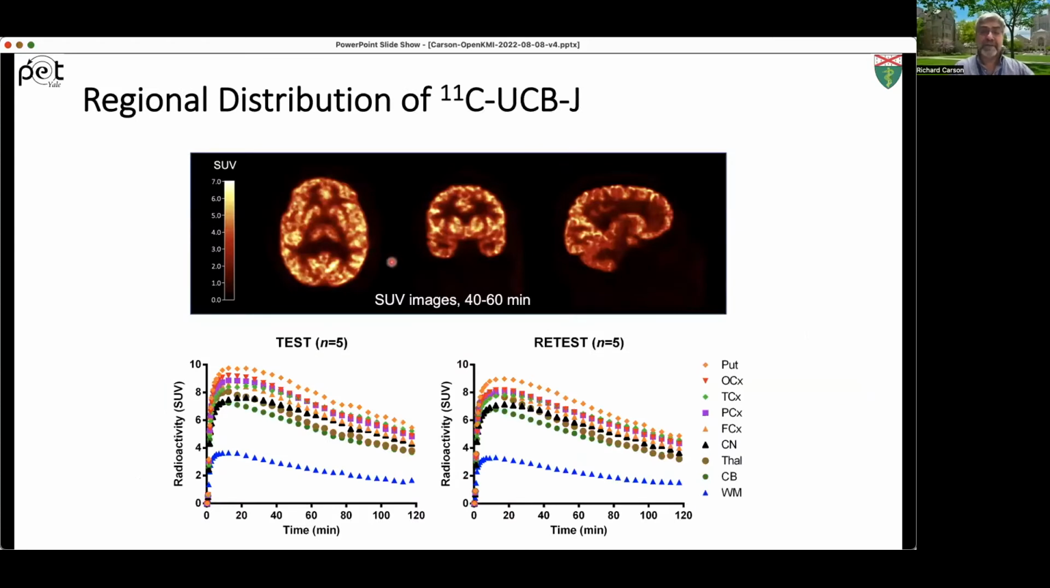This binds very heavily in all gray matter regions. Here are the time activity curves for a test and retest, and we certainly find very high uptake. SUVs of 10 mean we have very good quality data with nice clearance in a reasonable amount of scan time.